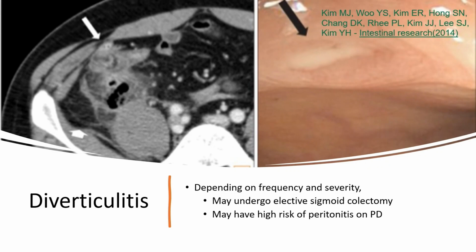Diverticulitis, sometimes patients with polycystic kidney disease or patients that don't have polycystic kidney disease can have recurrent diverticulitis. And depending on how often they're having flares and how severe they are, transplant may want the patient to undergo an elective sigmoid colectomy prior to transplantation so that you're not having to deal with diverticulitis after having all the immunosuppression.